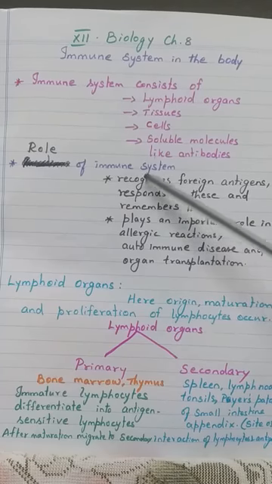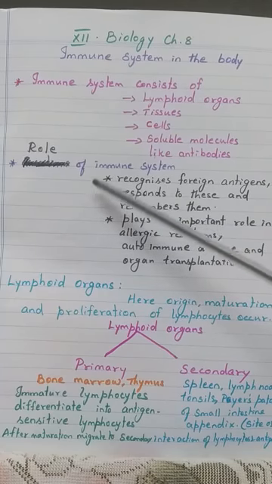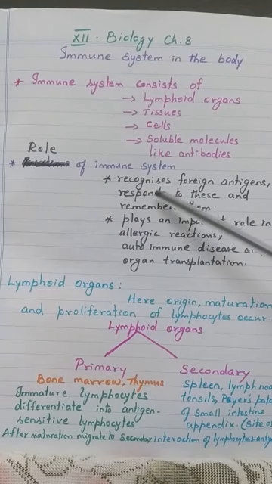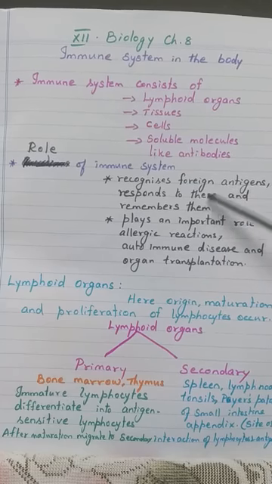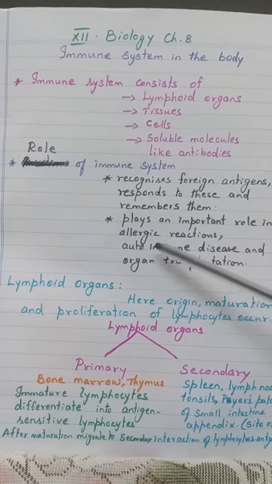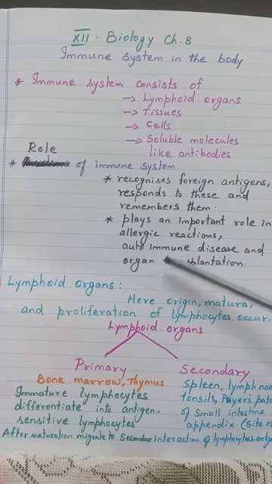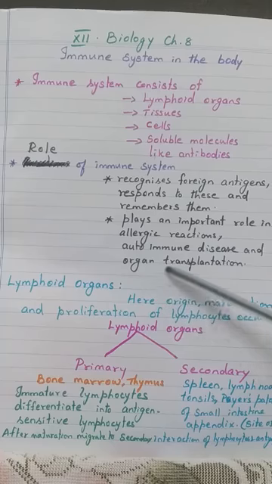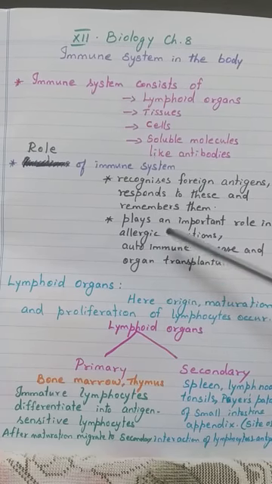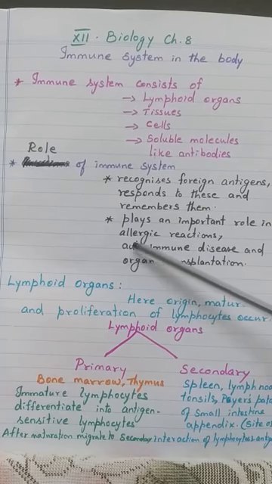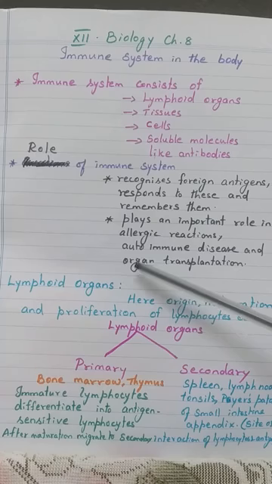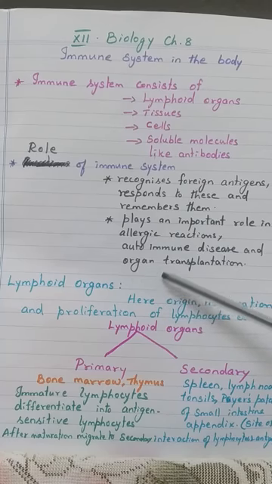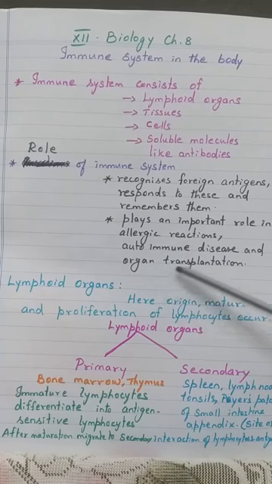The immune system has important roles in our body. It recognizes foreign antigens, responds to these antigens, and remembers the antigens. It plays an important role in allergic reactions, in autoimmune disease, and in organ transplantation. They cause allergic reactions, they cause autoimmune disease, and they reject the foreign organ in organ transplantation.